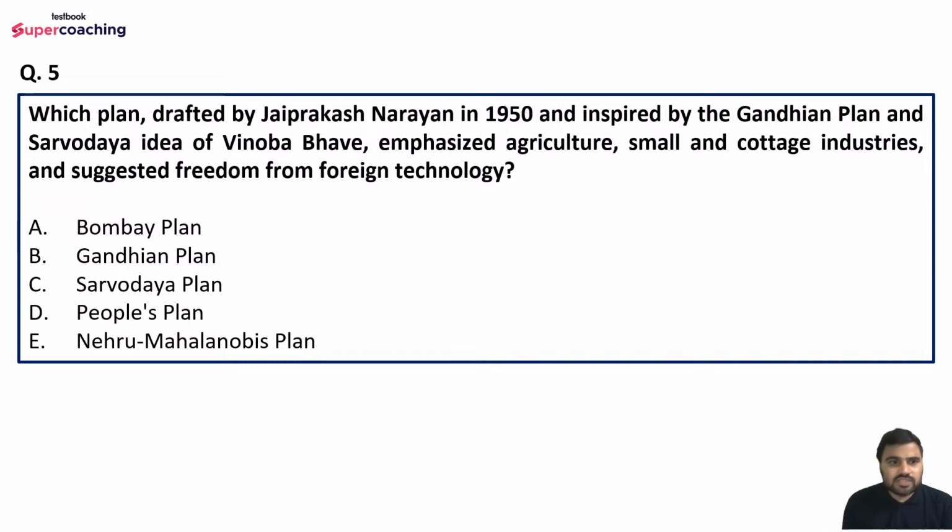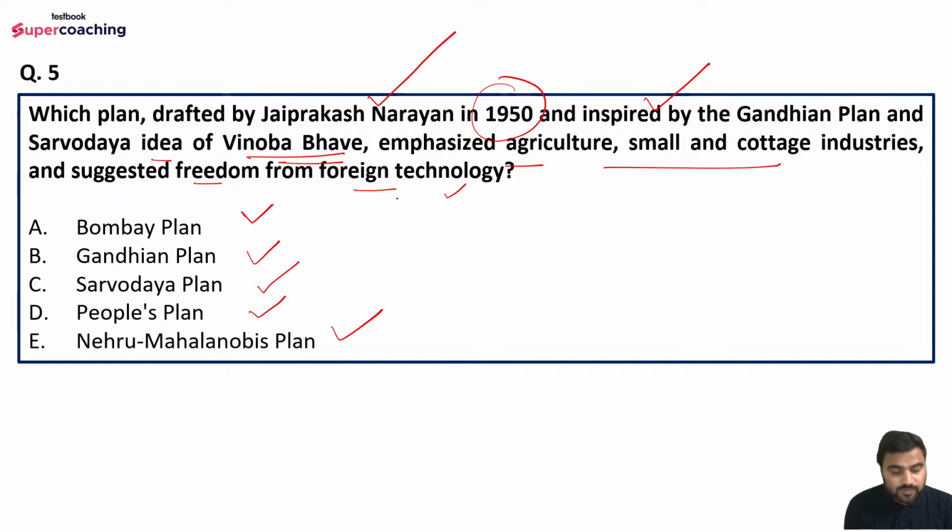Question number fifth is, which plan drafted by Jay Prakash Narayan in 1950, that is JP Narayan, and inspired by the Gandhian plan and Sarvodaya ideas of Vinoba Bhave, emphasized agriculture, small and cottage industries and suggested freedom from foreign technology. बताइए, options are Bombay Plan, Gandhian Plan, Sarvodaya Plan, People's Plan and Nehru Mahalanobis Plan.